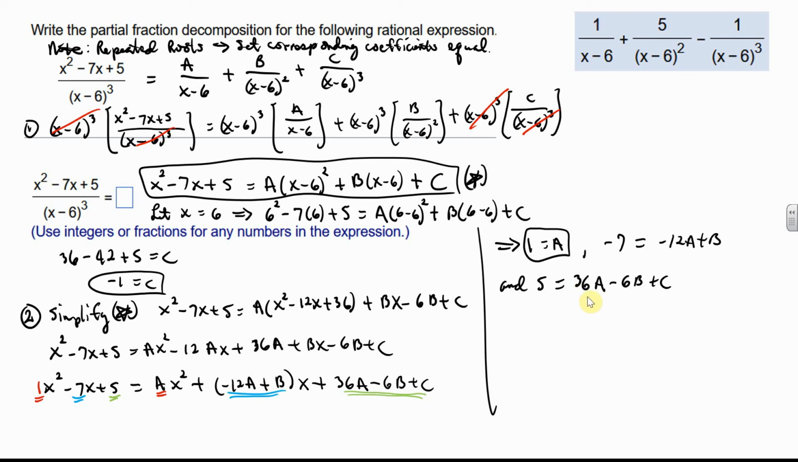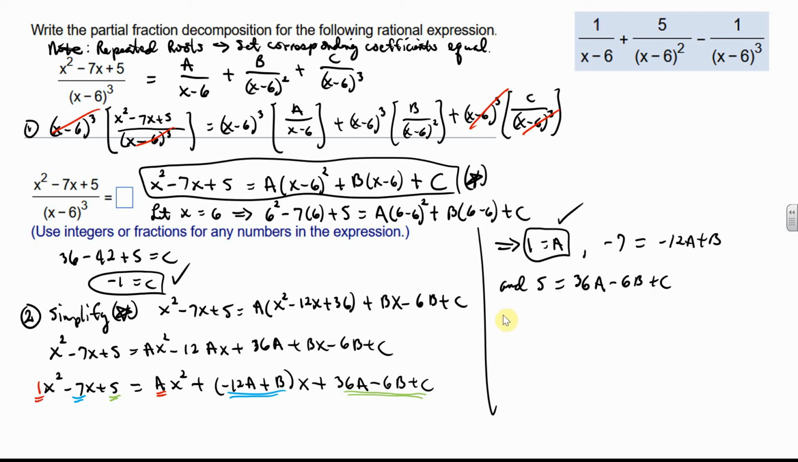But okay. So sometimes you don't have to use all this stuff. Just get what you need. Now, what we need is b, because we got c, right? And we got a. I just need b. So I'm going to just use the second part. Negative 7 is equal to negative 12a plus b. I don't care about the 5 equal to 36a minus 6b plus c.